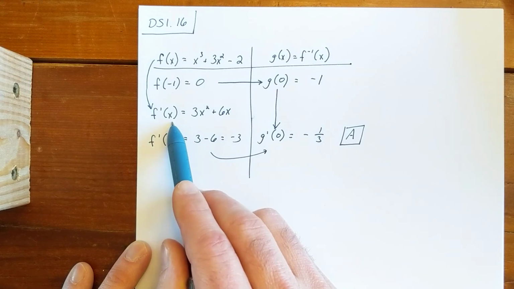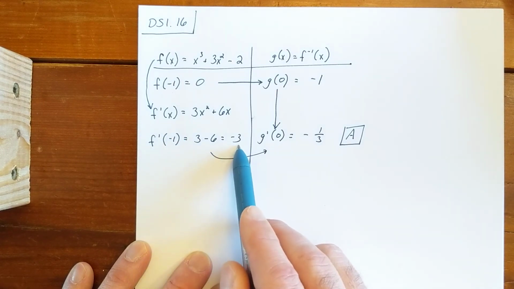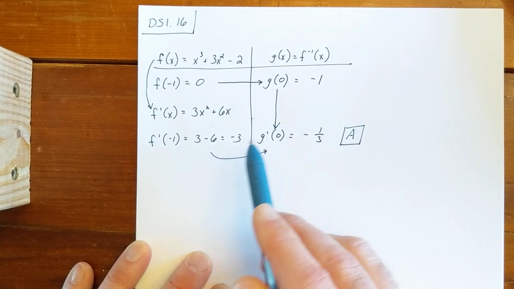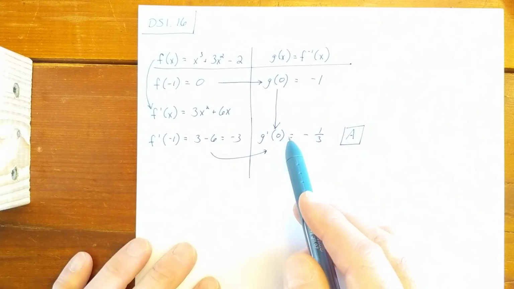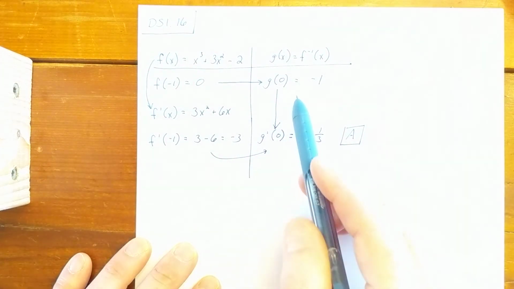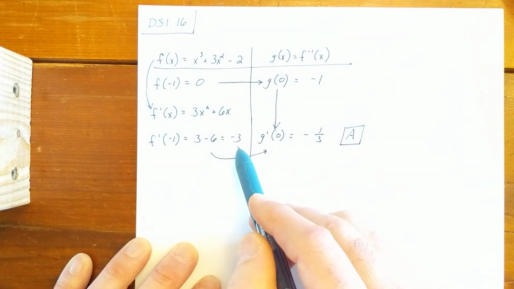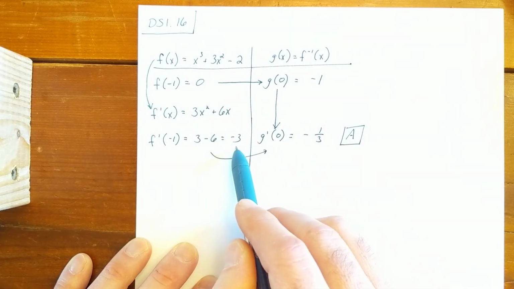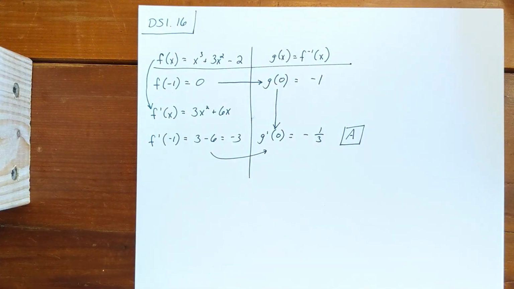So we take our general derivative, evaluate it at negative 1, and get negative 3 for the value of that derivative. Then, the main idea from this section is that the derivative of the inverse of a function at its sister point, (0, negative 1) instead of (negative 1, 0), is always going to be the reciprocal of this value right here. So taking the reciprocal of negative 3 gets us negative 1/3, and the correct answer is A.